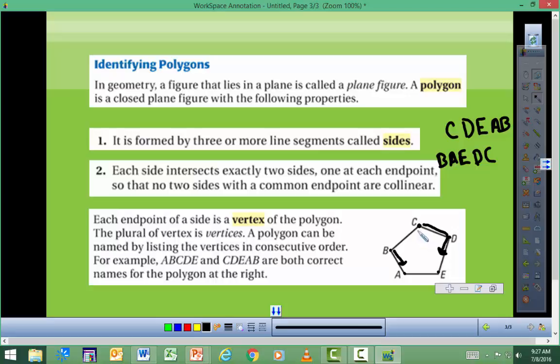So anyhow, that's how we name these things. And you just list all the letters together, kind of like a name. And they're all capital letters because these are all points on the polygon. Okay, so let's take a look at a few more things here.